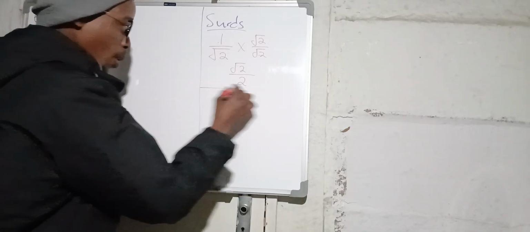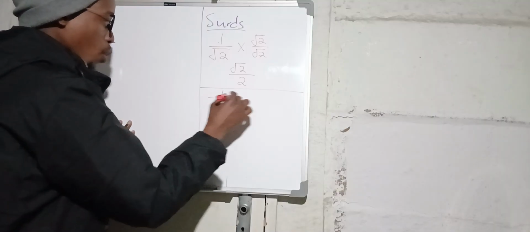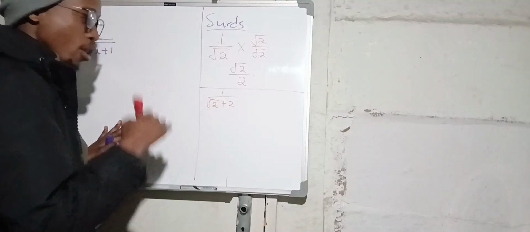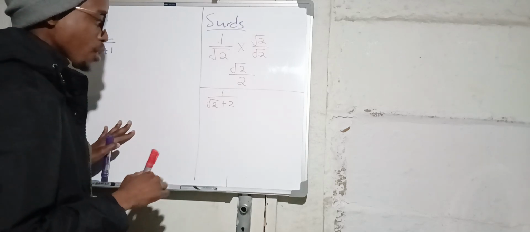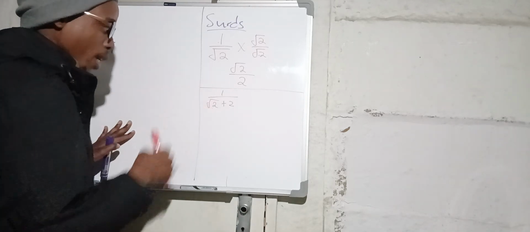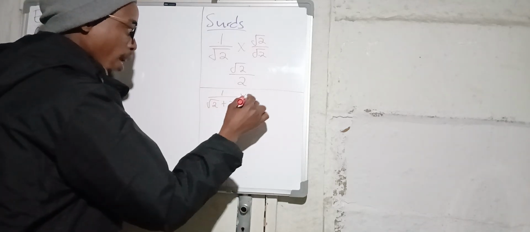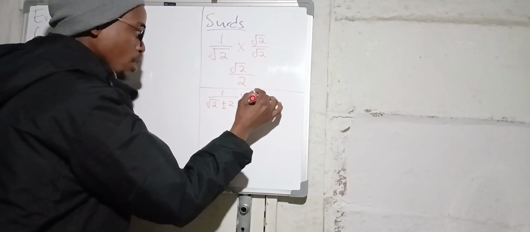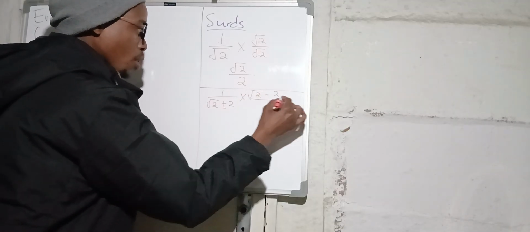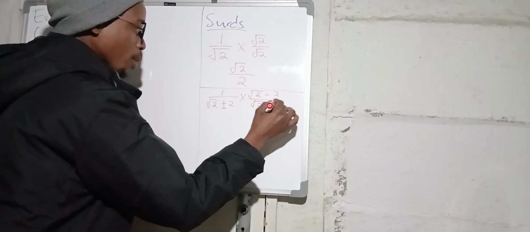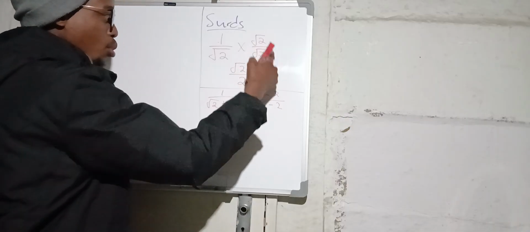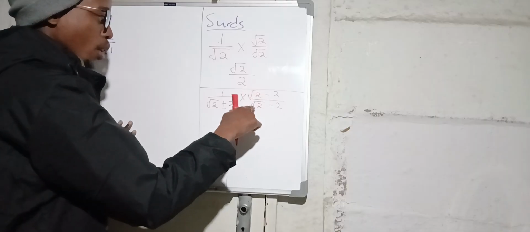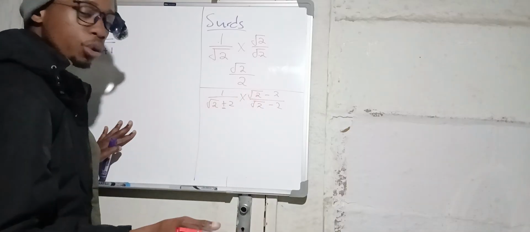Now, I want to show you another thing. 1 all over root 2 plus 2. We need to write it maybe in a rationalization way. We need to make sure that we get rid of this particular thing. So we change the sign here. It's going to be root 2 minus 2 all over root 2 minus 2. If you can check, root 2 over root 2 is 1, and root 2 minus 2 over root 2 minus 2 is basically also 1.